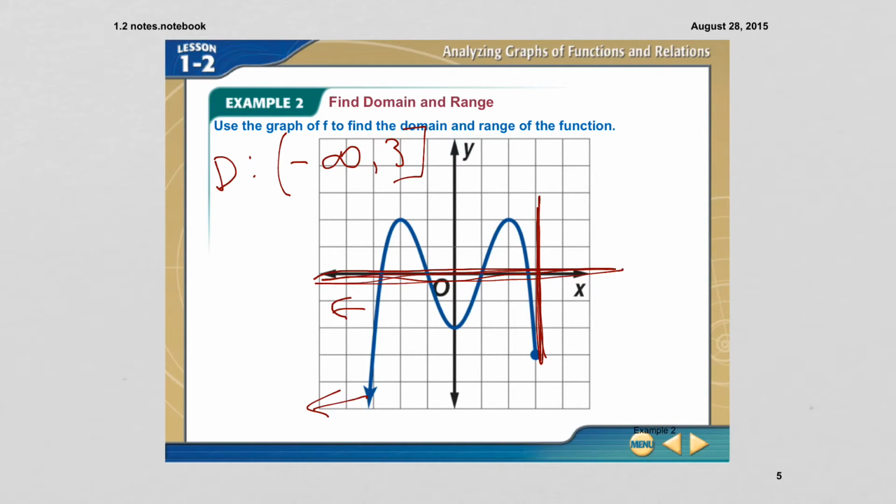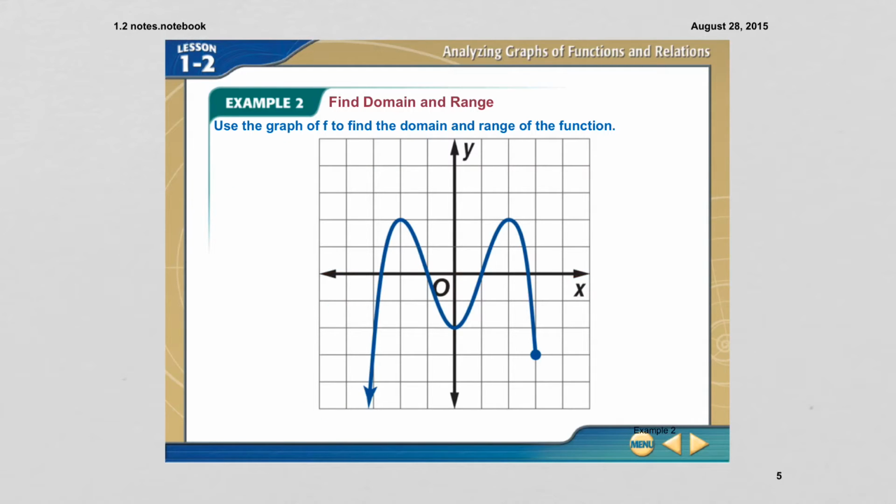Now I'm going to look at the range. Well, the range is following up and down on the y-axis. So I'm going to follow my function up and down on this y-axis. If I start down here at the negative, I notice that my function continues on in the negative direction, which means it's going to negative infinity. But as I go up on the y-axis, I notice that I have a stopping point in my graph right here.